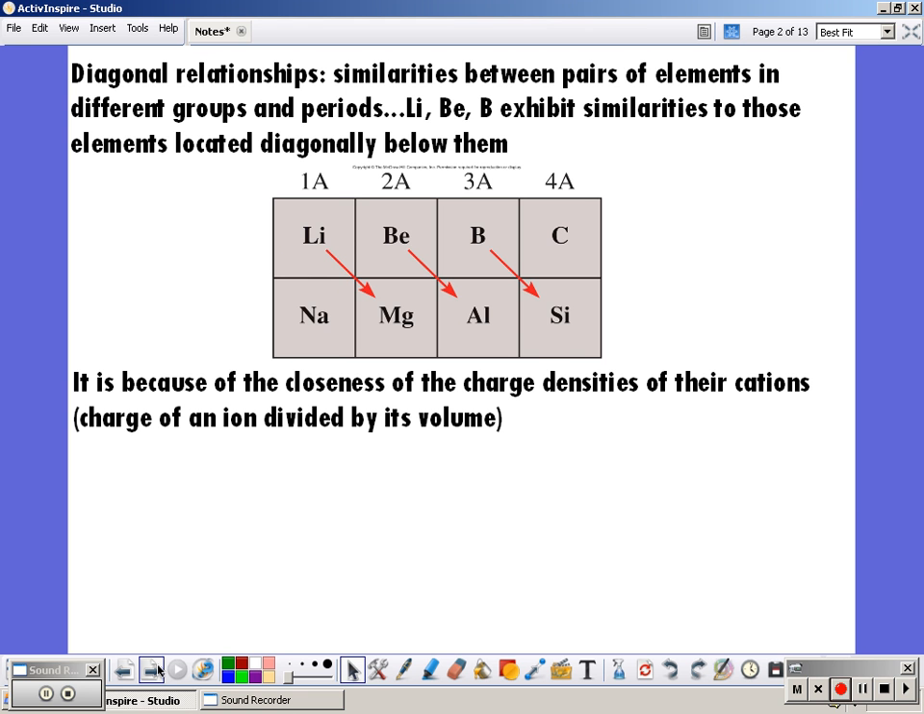So lithium and magnesium actually share a lot of similarities. Beryllium and aluminum share a lot of similarities. Boron and silicon. And you can kind of do that diagonal the rest of the way as well. The reason why we see this diagonal relationship is because of the closeness of the charge densities of their cations. Charge density is the charge of the ion divided by its volume.